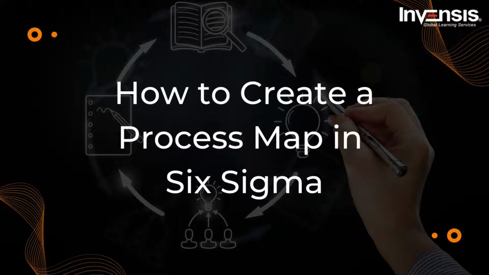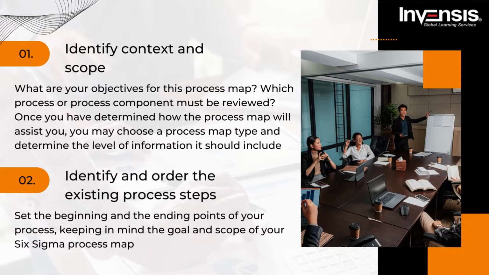The map may be a high-level overview or a much more comprehensive map with sub-steps for each key feature. The complexity of your projects will determine the sort of process map you choose. Now, the steps for Six Sigma process mapping are: first, identify context and scope. What are your objectives for this process map? Which process or process component must be reviewed?